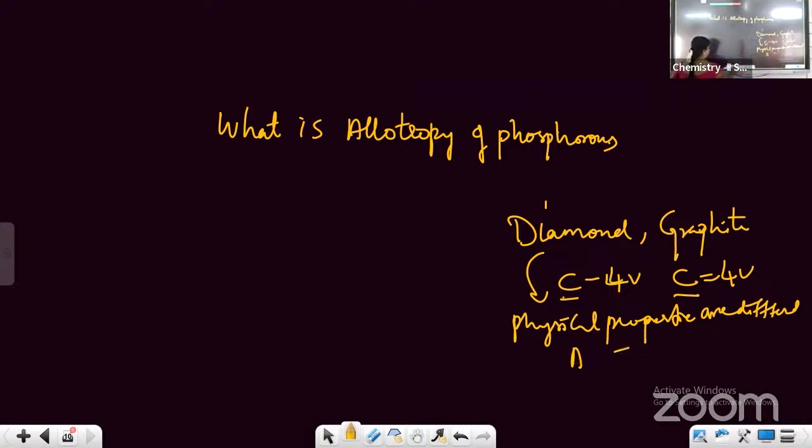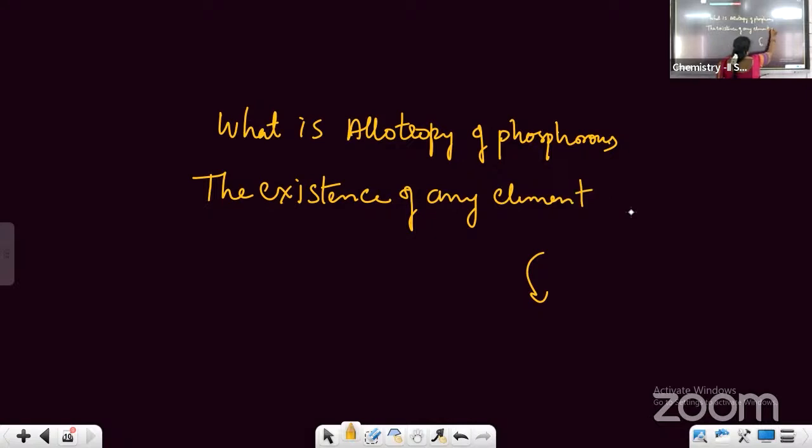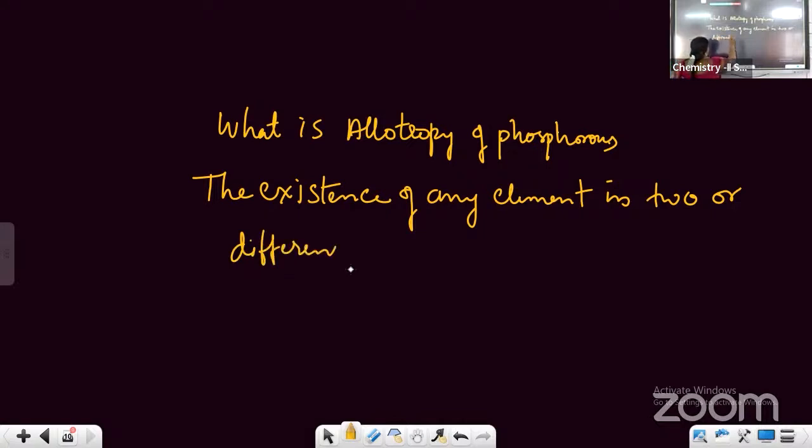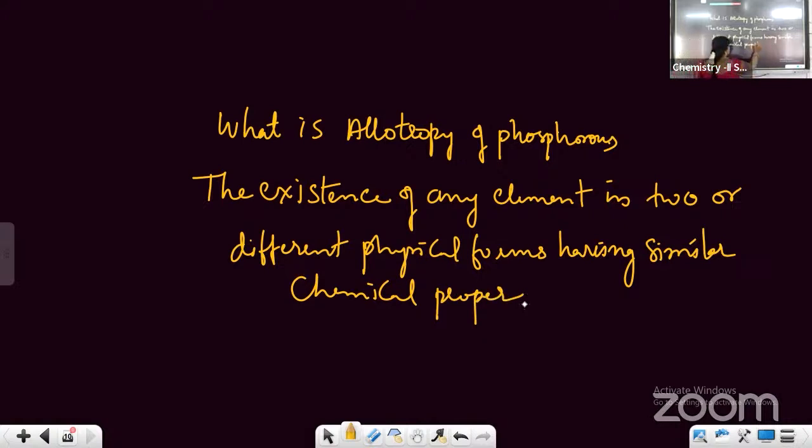तो इसका डेफिनेशन आपको बनाना है. Okay, next. The existence of any element in two or more different physical forms having similar chemical properties is called allotropy.